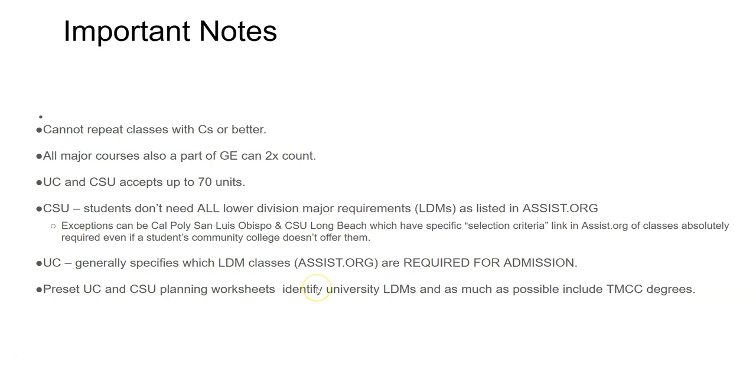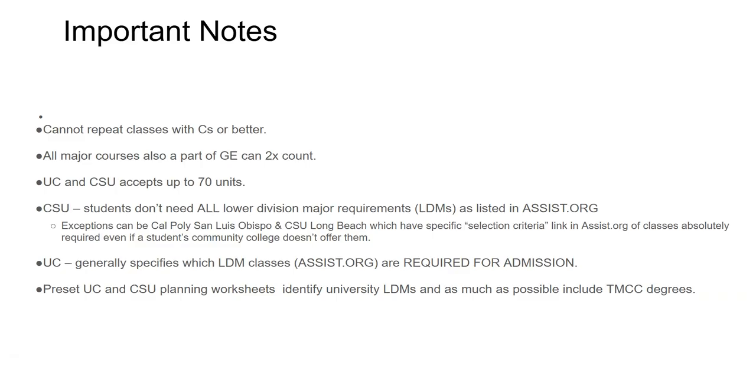Okay, some more important notes. Students cannot repeat classes with C's or better. So D's and F's, yes. C's, no. All major courses that are also included in the GE can double count. So the fact that here some do count and some don't double count just makes advising a little bit harder sometimes from my perspective. But in California, the major courses, when they are part of the GE areas, can double count.